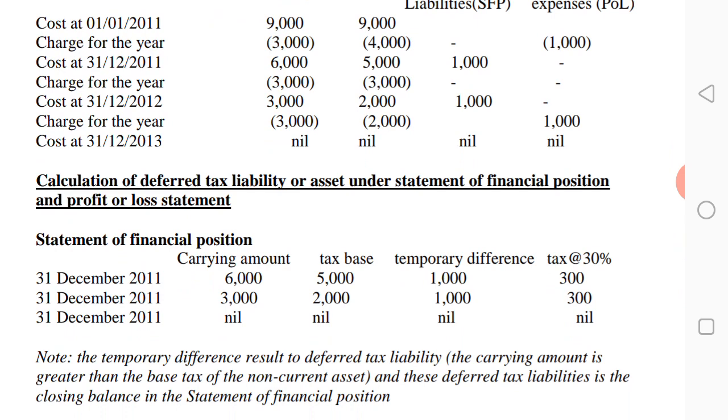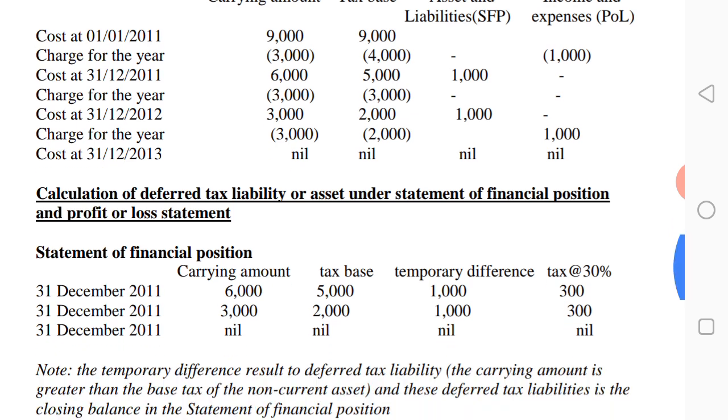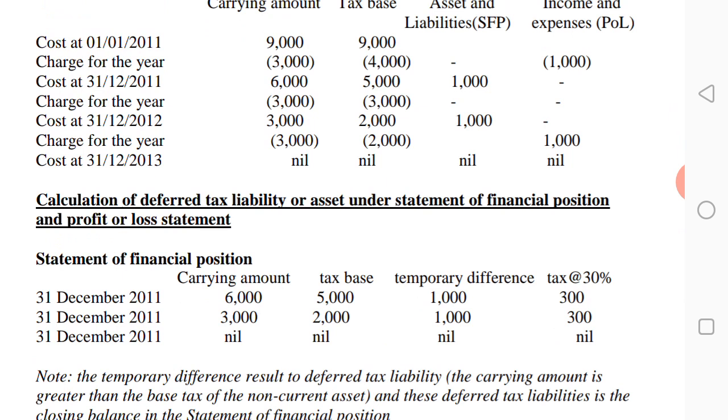So no more carrying amount, and there is no tax base because we will subtract our capital allowance. But you will charge a depreciation of 3,000 in 2013, and we have a tax base, which is a capital allowance of 2,000. There is a temporary difference of what? 1,000. So after you get a temporary difference, the next thing is to multiply our tax rate on the temporary difference to know if you have a deferred tax liability or deferred tax asset.